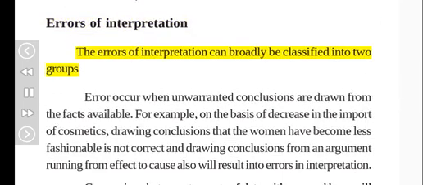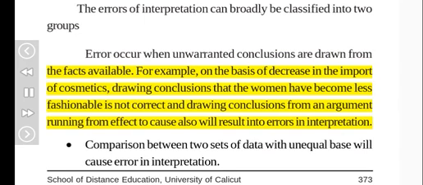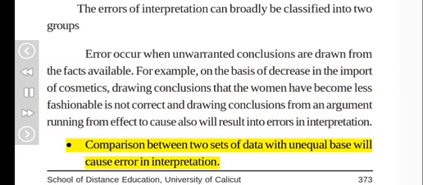Errors of interpretation. The errors of interpretation can broadly be classified into two groups. Errors occur when unwarranted conclusions are drawn from the facts available. On the basis of decrease in the import of cosmetics, drawing conclusions that women have become less fashionable is not correct, and drawing conclusions from an argument running from effect to cause also will result in errors in interpretation. Comparison between two sets of data with unequal base will cause error in interpretation.